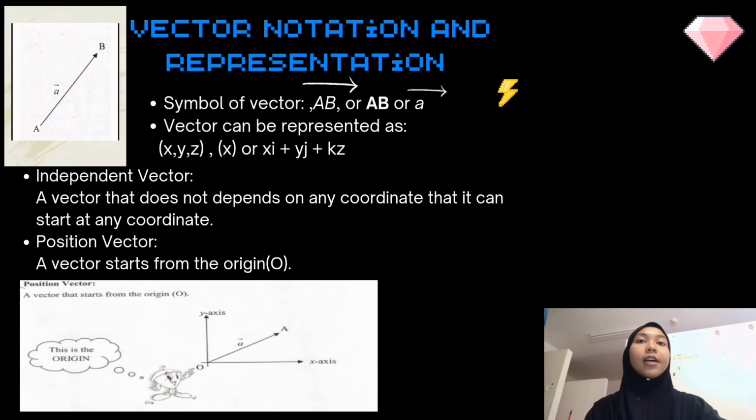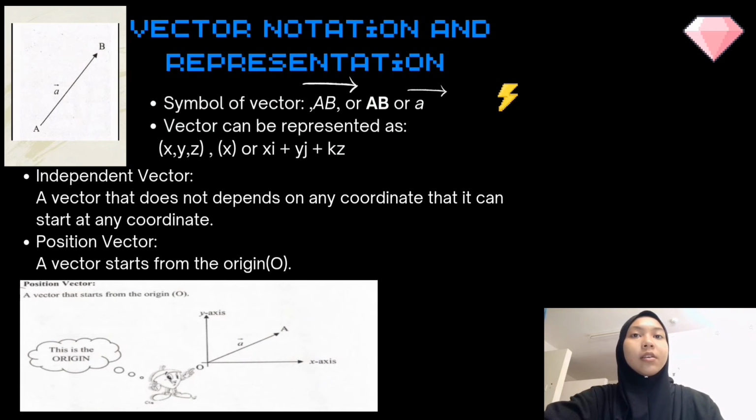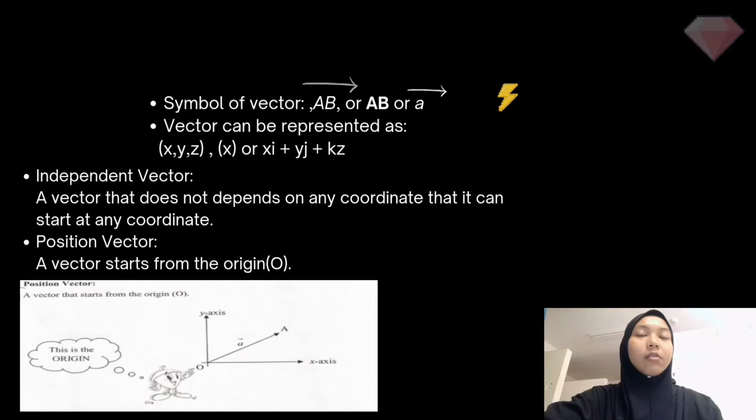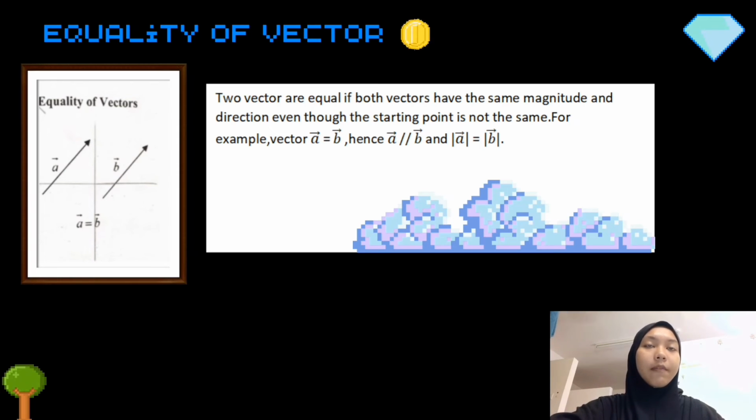This is independent vector. A vector does not depend on any coordinate, so it can start at any coordinate. Next point, that is position vector. Position vector is a vector that starts from the origin. This picture is origin. Our third point, that is equality of vector. This picture shows equality of vector, arrow A and arrow B. Two vectors are equal if both vectors have the same magnitude and direction, even though the starting point is not the same. For example, vector A equals B, hence A, B, and modulus A equals modulus B.